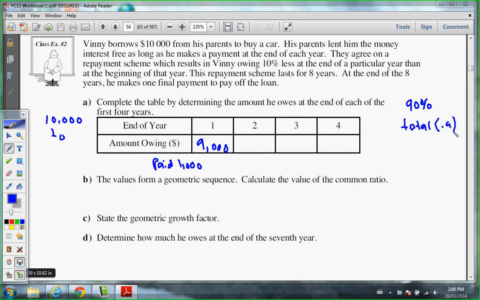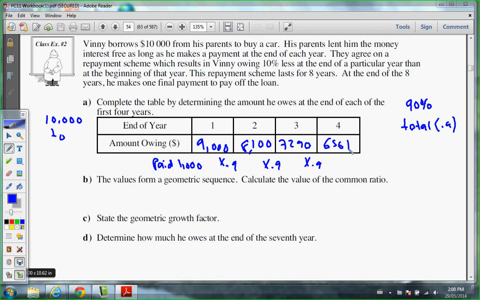times 0.9. We're going to keep doing that. We're going to times this by 0.9. We get 8,100, times 0.9. I get 7,290, times 0.9. I get 6,561.